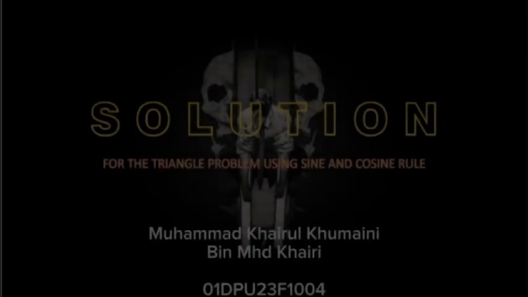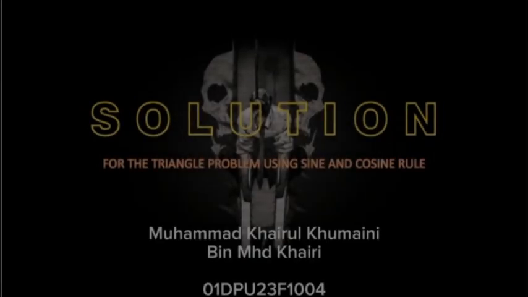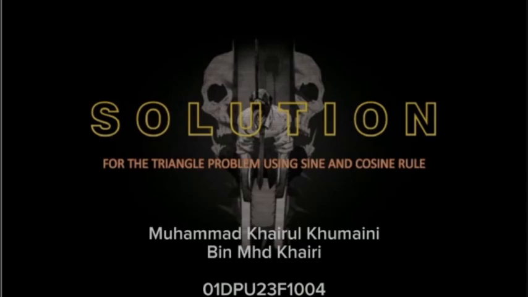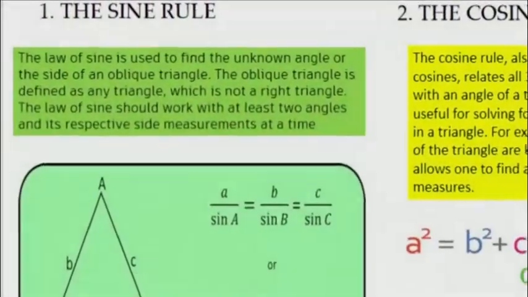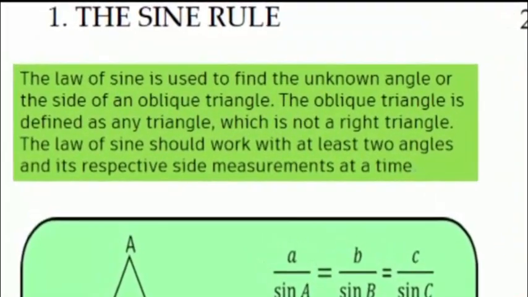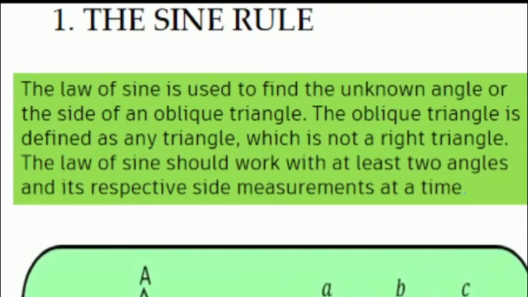Assalamualaikum and hi. In my part, I will present to you the solution for the triangle problem using the sine and cosine rule. The sine rule, the law of sines, is used to find the unknown angle or side of an oblique triangle. An oblique triangle is defined as any triangle which is not a right triangle. The law of sines should work with at least two angles and their respective side measurements at a time.